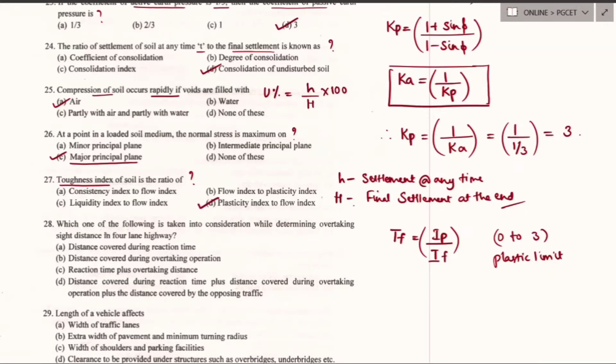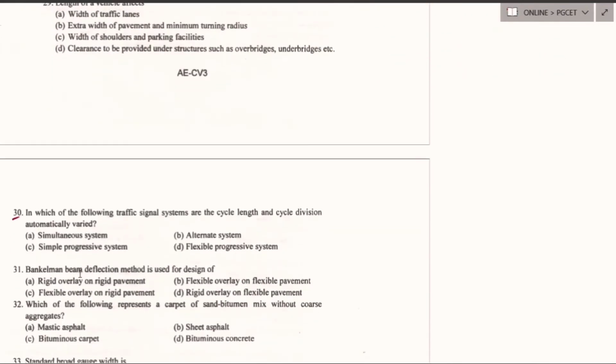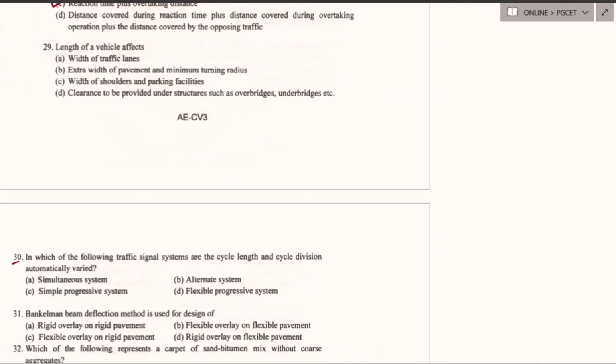Question number 28. Which one of the following is taken into consideration while determining the overtaking sight distance in 4-lane highway? While determining the overtaking sight distance in a 4-lane highway, reaction time plus overtaking distance is considered. Option C is the right answer. Question number 29. Length of the vehicle affects extra width of the pavement and minimum turning radius. Option B is the right answer.